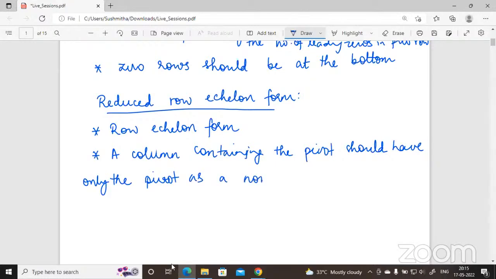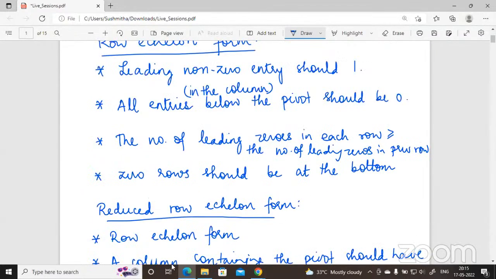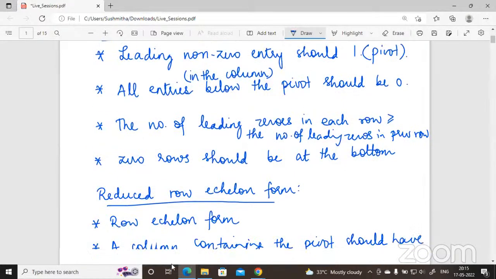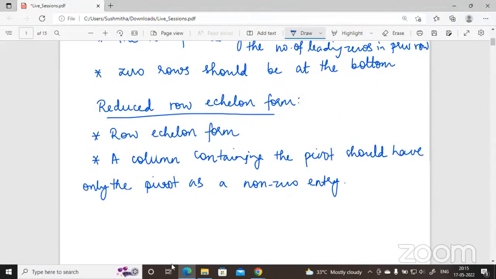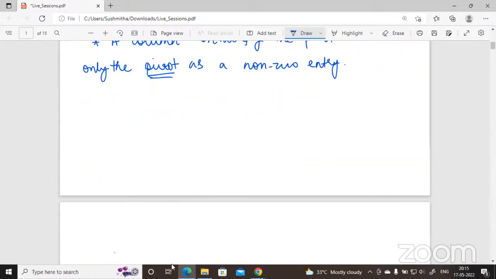Excuse me, ma'am, what is pivot here? Pivot is the leading non-zero entry. For reduced row echelon form, it should be 1, and that should be the only non-zero entry of the entire column. So pivot means for us it is 1. Okay. So let's take an example.